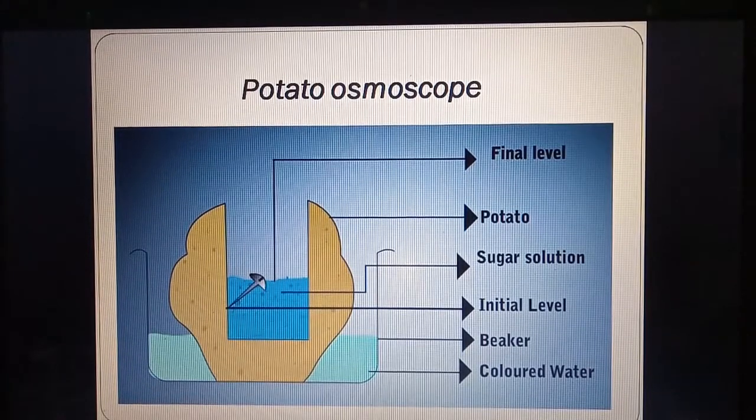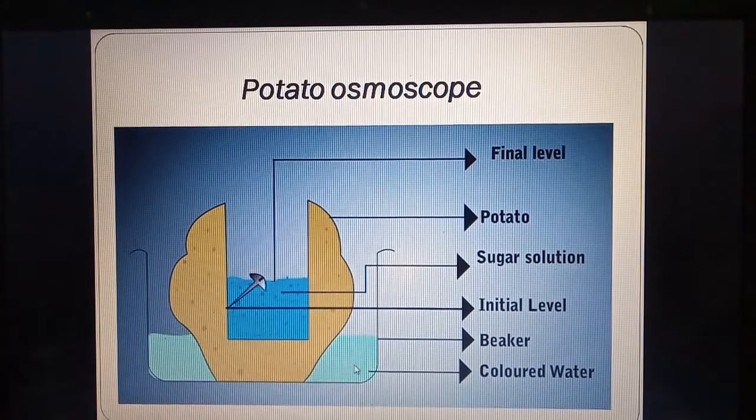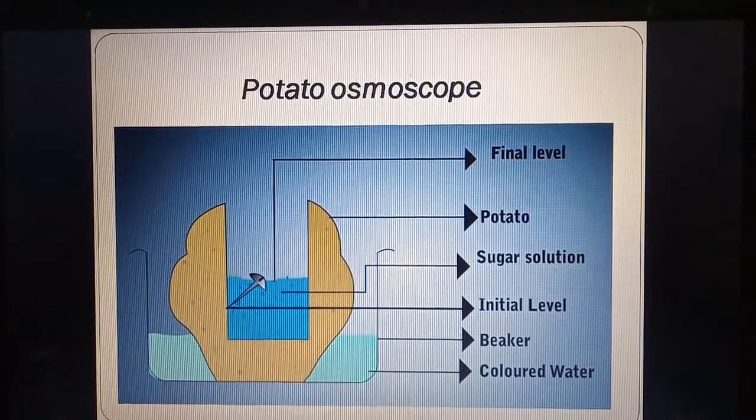So why will the level rise? The level will rise because water has higher concentration outside and it will move through the semi-permeable membrane of the potato and enter the cavity. And the final level we can see that it has reached a height. So this can demonstrate how osmosis takes place. By noting the time we can know the rate of osmosis, or how fast the osmosis is taking place.